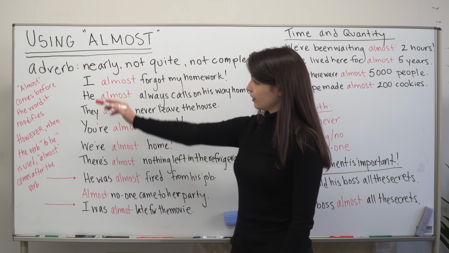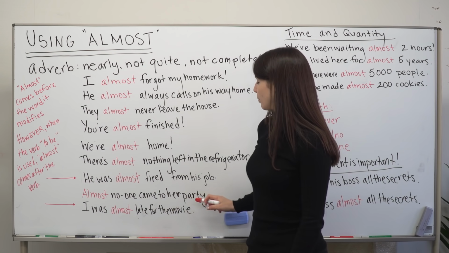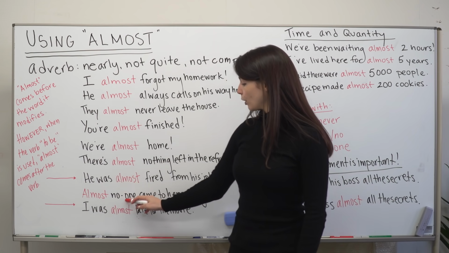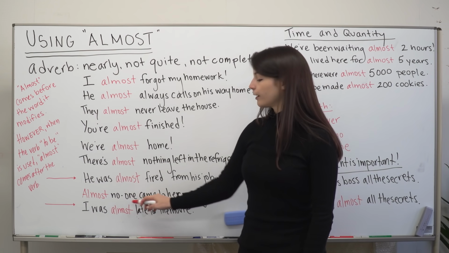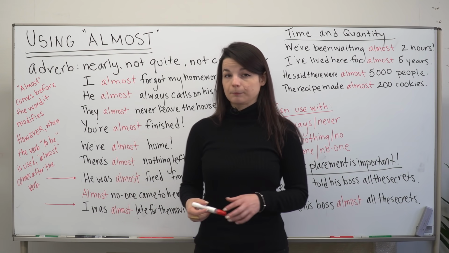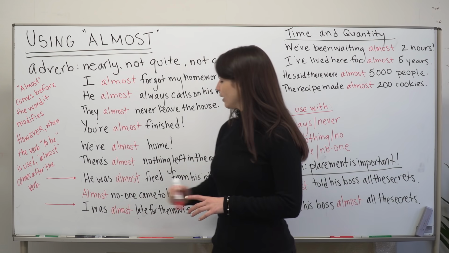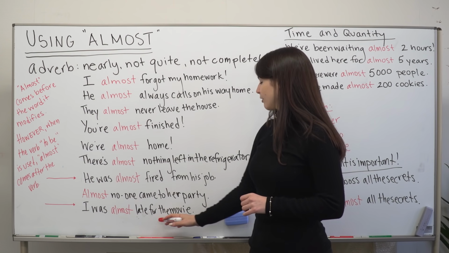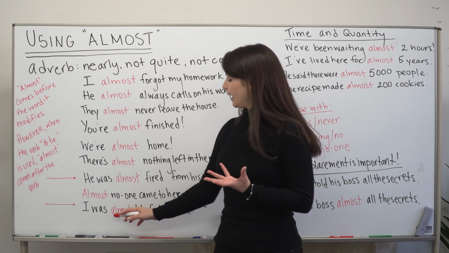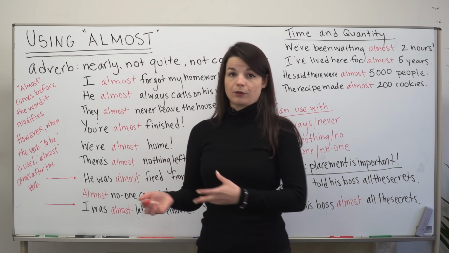Let's go back to this first pattern. Almost no one came to her party. So here, almost begins the sentence. It's modifying the word no one. Almost no one came to her party, meaning very few people came to her party. Lastly, let's look at one more to be example. Here: I was almost late for the movie. Again, here's our to be verb, I was, and almost follows that to be verb. I was almost late for the movie.